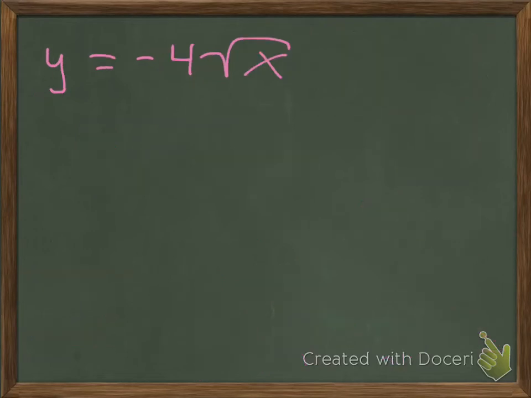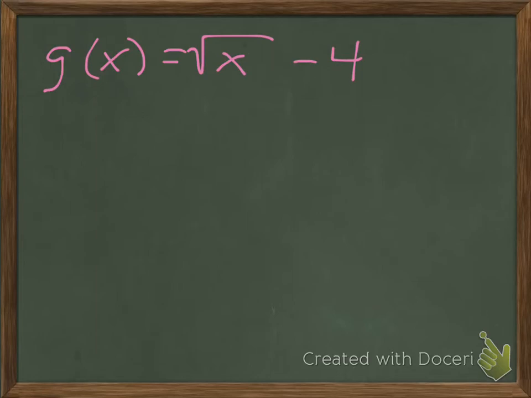The next one is actually very similar to this one. So I'm going to skip that one and do one that's a little bit different, because this would also be reflected across the x-axis, and it would also have the same domain and range, and it would be considered stretched vertically. It would just be a little bit different numbers.